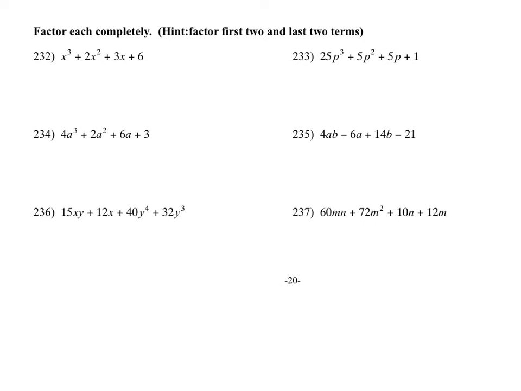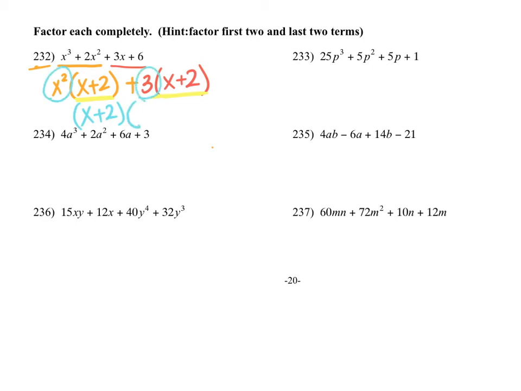So let's start with 232, and so I'm going to underline in two different colors. And so in this case, I can pull out an x squared, and then this would be x plus 2, plus I can pull out a 3, and I have x plus 2. Oh my goodness, this x plus 2 and this x plus 2 look the same. So now what I can do is x plus 2 times these two terms, which would be x squared plus 3, and this is now my answer.